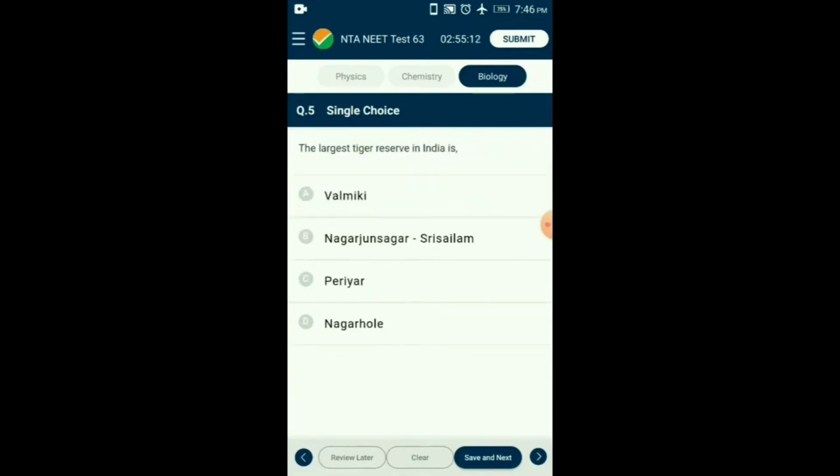Question number 5. The largest tiger reserve in India is? The largest tiger reserve in India is Nagarjuna Sagar, Srisailam, Guntur, Andhra Pradesh. It is a national park which also comes under Project Tiger, initiated in 1972 to protect tigers from extinction. So the answer is option B, Nagarjuna Sagar, Srisailam.